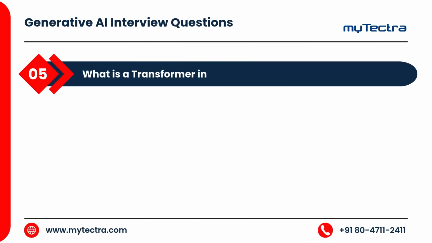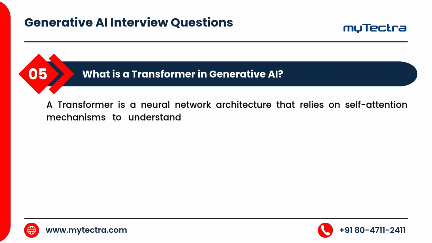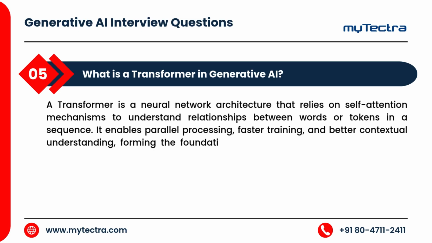What is a transformer in generative AI? A transformer is a neural network architecture that relies on self-attention mechanisms to understand relationships between words or tokens in a sequence. It enables parallel processing, faster training, and better contextual understanding, forming the foundation for most modern LLMs and diffusion models.